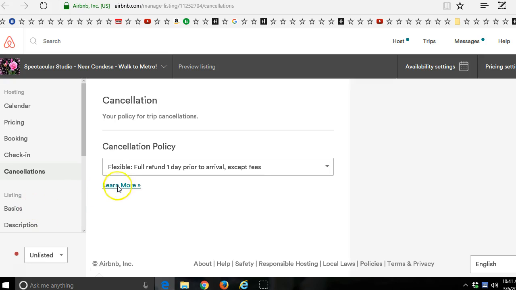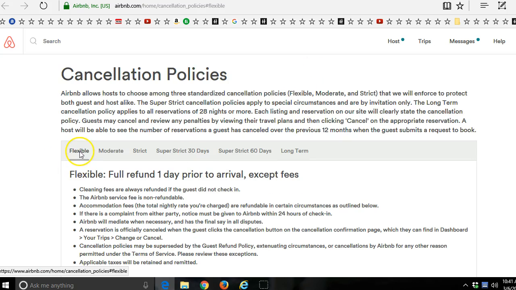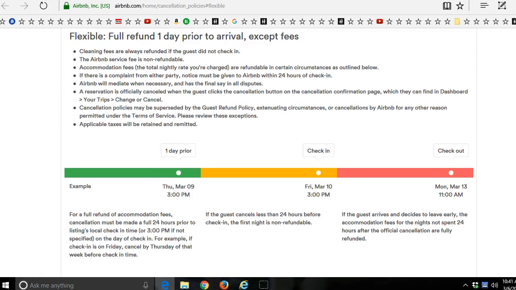You can learn more about each policy and read about each policy here under Learn More, and I suggest you take a look at that. There's the flexible here, which is a full refund 1 day prior to arrival. This kind of means that the person's going to get a full refund, say they booked a week in advance, 2 weeks in advance, or whatever. Okay, 1 day before they come, they can cancel and they get all their money back. So you as a host are kind of stuck having to try to rebook your place. So it's kind of not fair for the host, in my opinion, but you can take a look at the policy and examples of it down here.